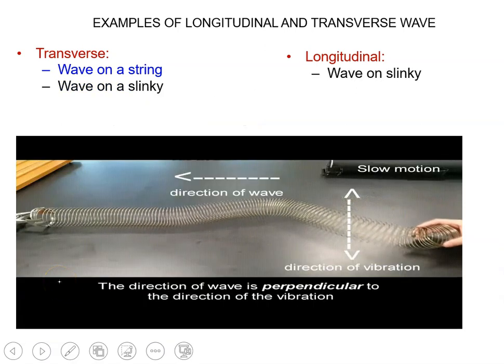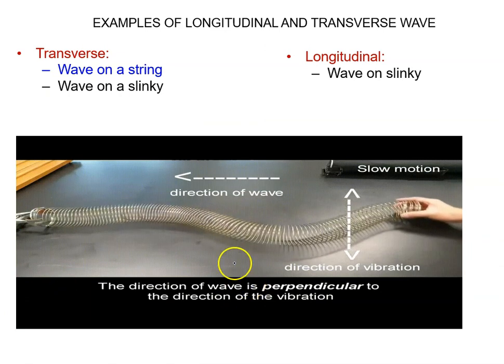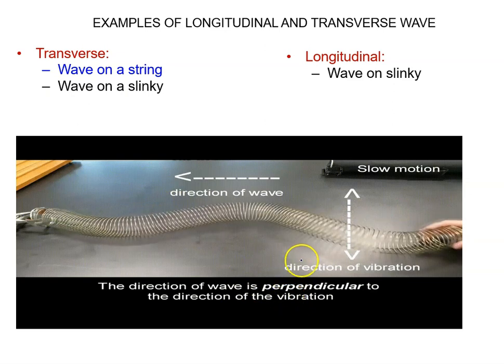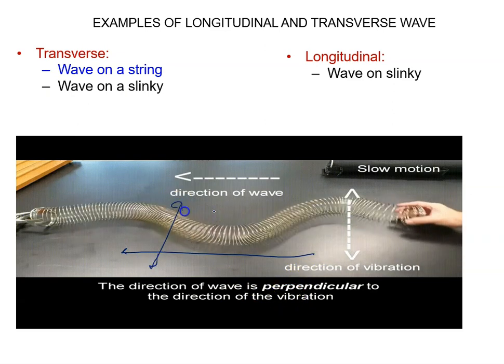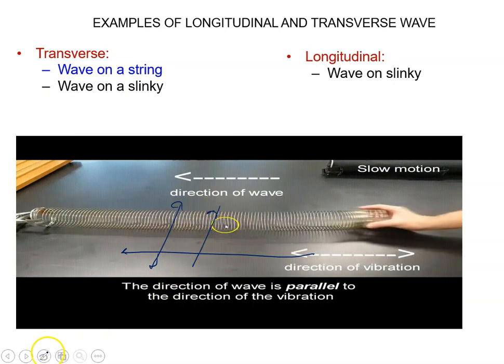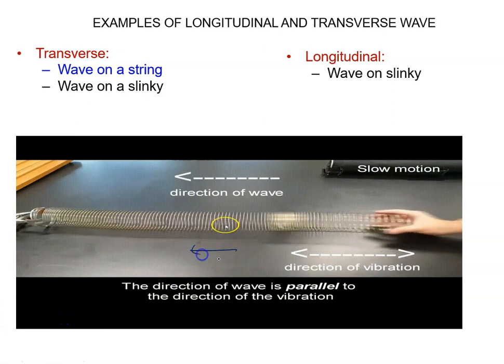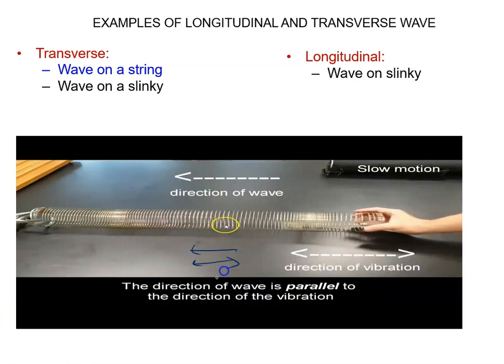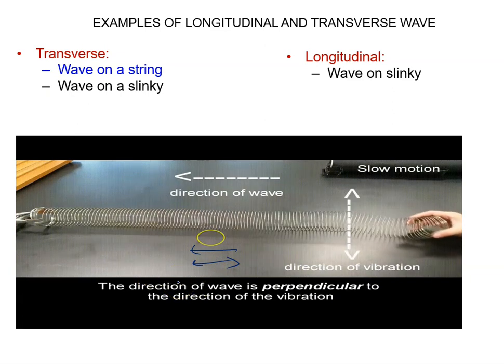Waves in the slinky. Slinky can produce both the wave transverse as the longitudinal wave. In the transverse wave, this is the direction of the wave, and this is the direction of the vibration of the particle of medium. Both are perpendicular to each other. In longitudinal wave, you can observe here, direction of the wave propagation and direction of the vibration of the particle both are parallel to each other. So slinky can produce both the wave, transverse as well as longitudinal.